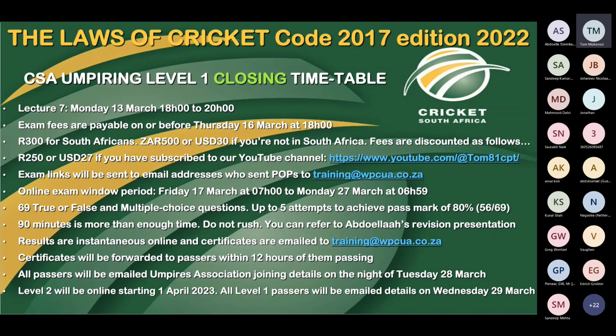Please note that the level one Cricket South Africa certificate is recognized in all of Africa. It is recognized in the United Arab Emirates. It's recognized in the Netherlands. We do have challenges in India because all of their umpires associations are full. However, the contacts that we will give you will let you know when those associations are accepting membership applications.